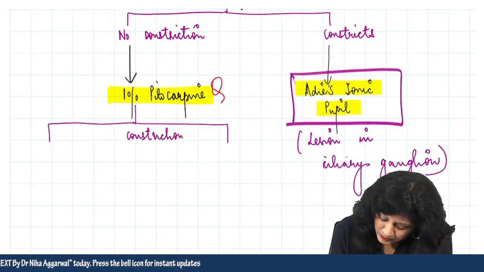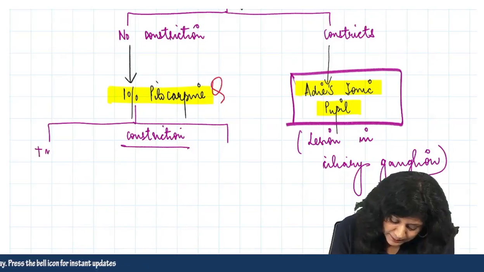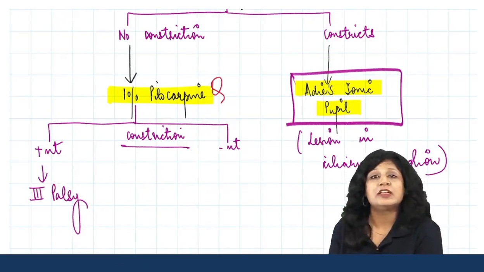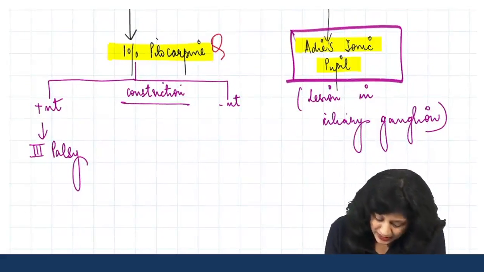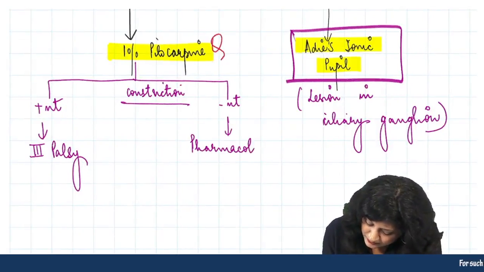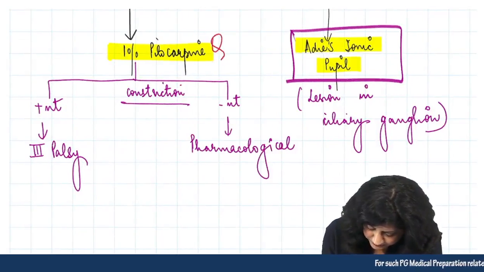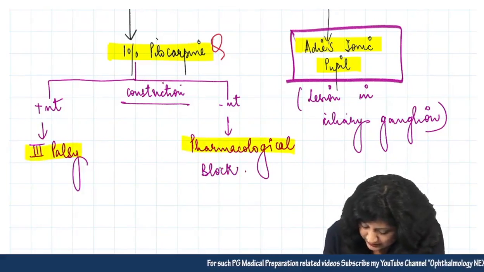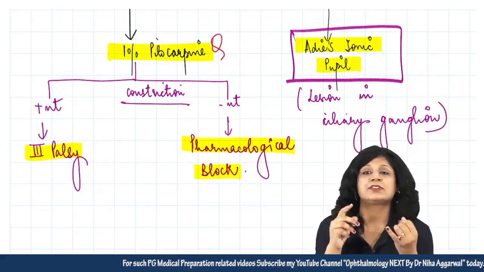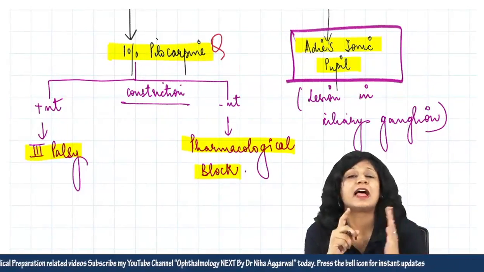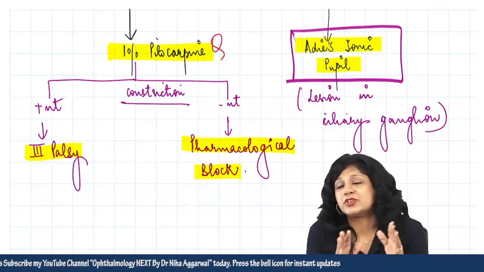If you have the constriction present now, again it can be a case of third nerve palsy. But if it is absent, if it is not even constricting with 1% pilocarpine, that means it is a case of pharmacological blockade. So we have got so many things which have come out here: whether it is a case of Adie's tonic pupil, pharmacological block, third nerve palsy, or iris damage, and what the concentrations of pilocarpine are that you can be using.